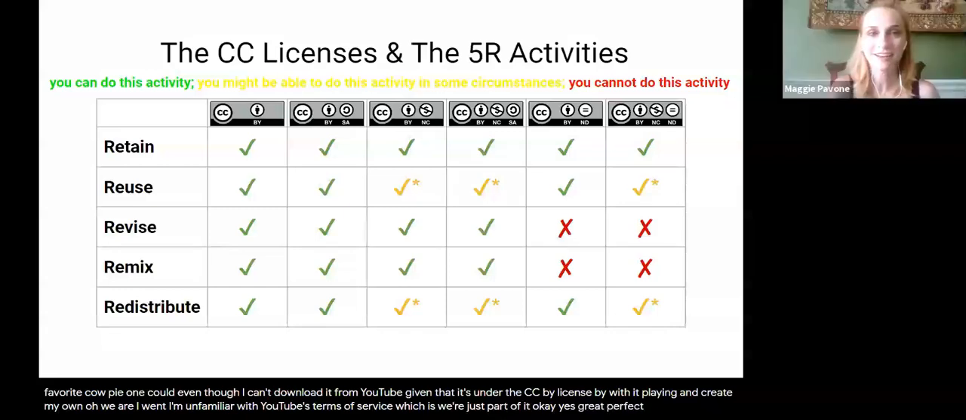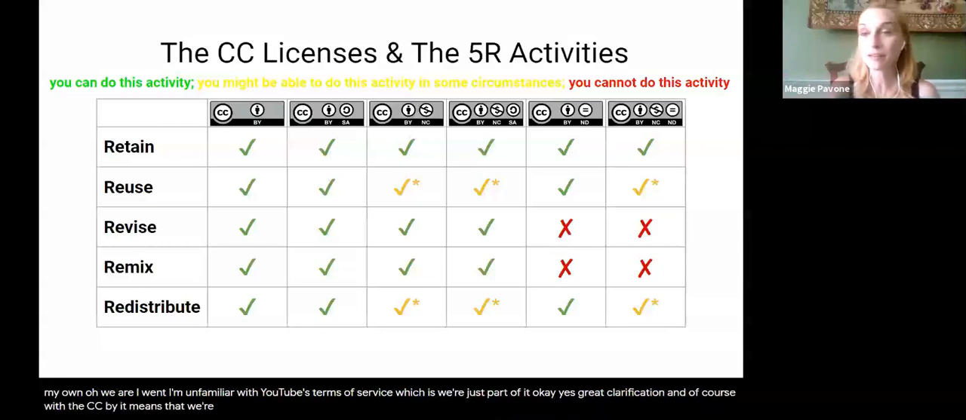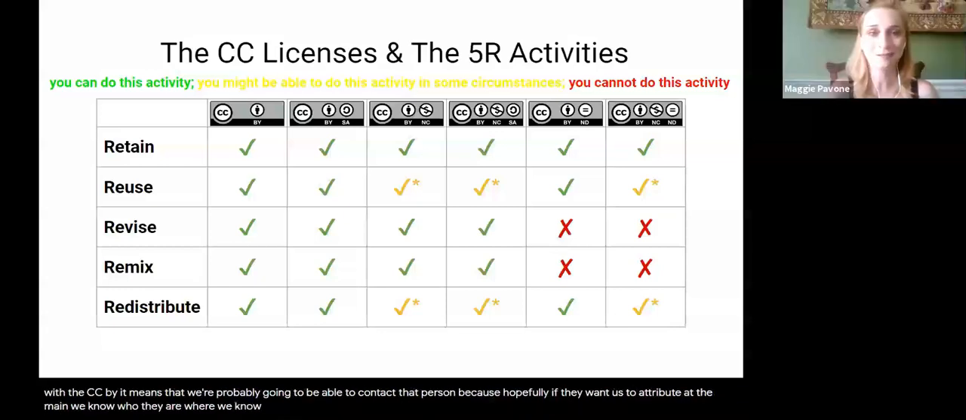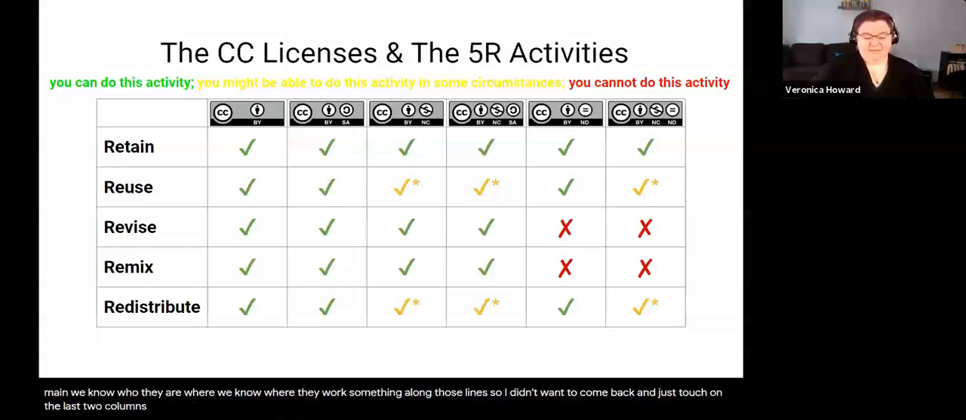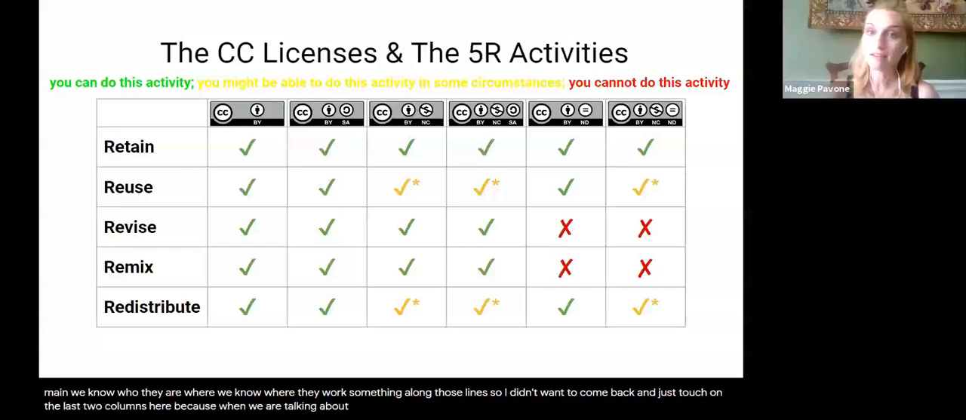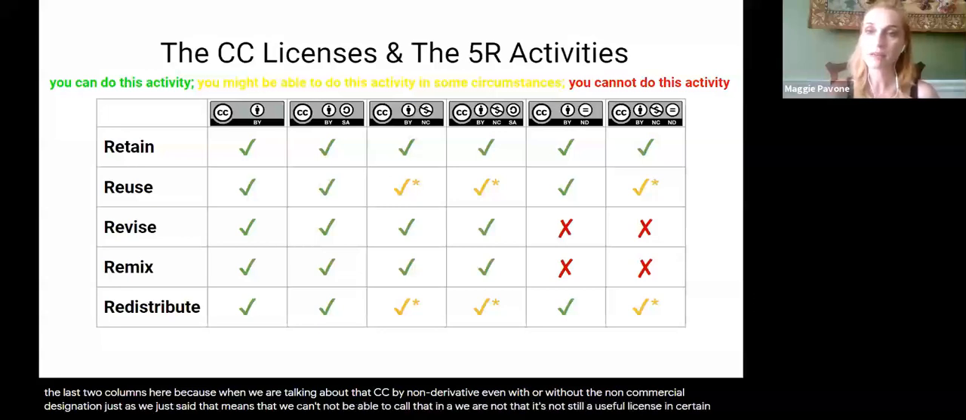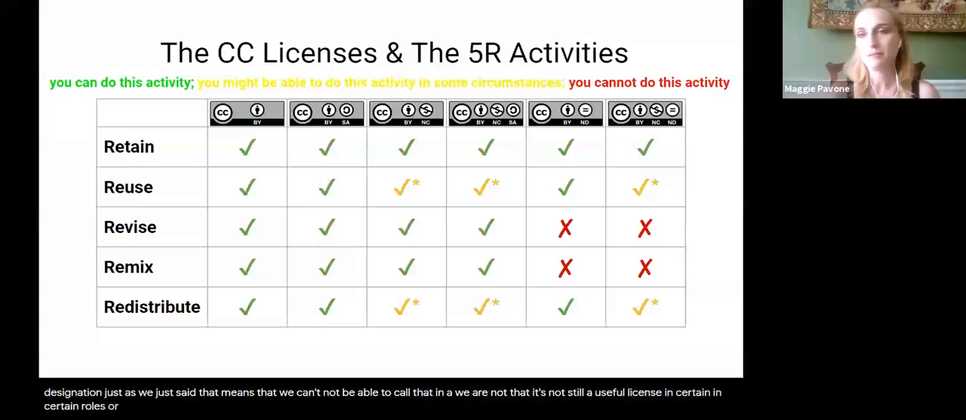Cool. No, that's great clarification. And of course, with the CC BY, it means that we're probably going to be able to contact that person, because if they want us to attribute it, then we know who they are, or where they work. So I wanted to come back and touch on the last two columns here. When we are talking about CC BY non-derivative, with or without the non-commercial designation, just as we said, that means we can't revise and remix it. So you certainly would not be able to call that an OER. Not that it's not still a useful license in certain roles or ways of distributing your information, but do know that if you choose these licenses, they would not count as OERs.